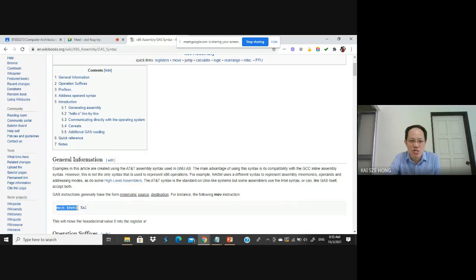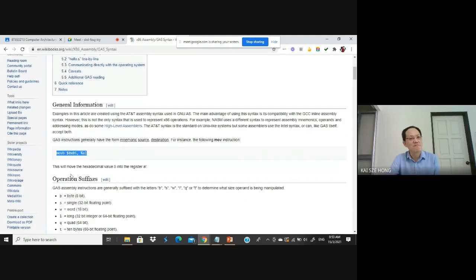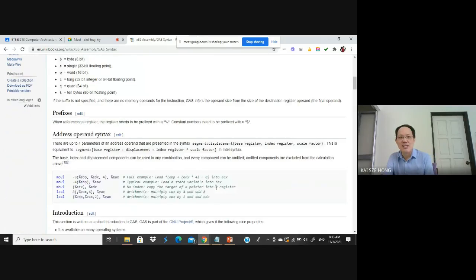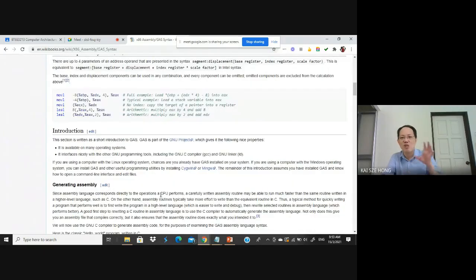You can see, GAS instructions generally have the form like this: move this one into this one. You can see it is totally different for GAS, for GNU. But for us, we don't use this. This is just different software only. We just stick to MASM, which we have learned in the class.